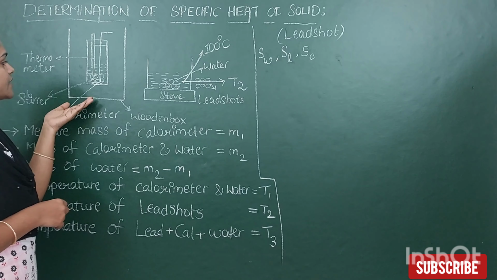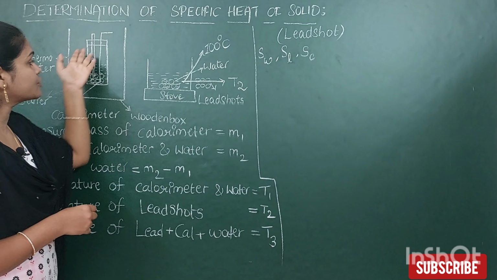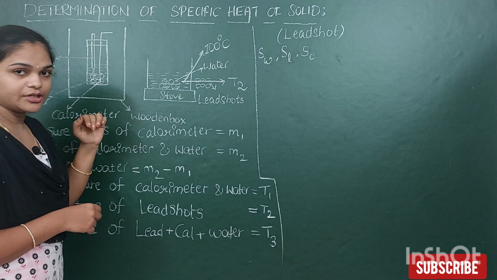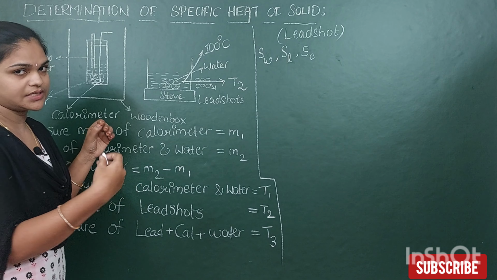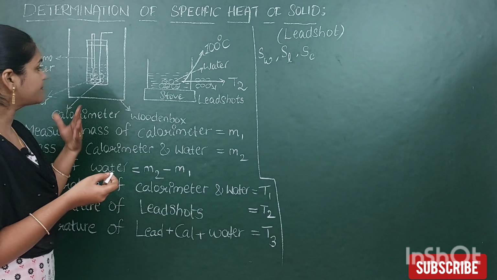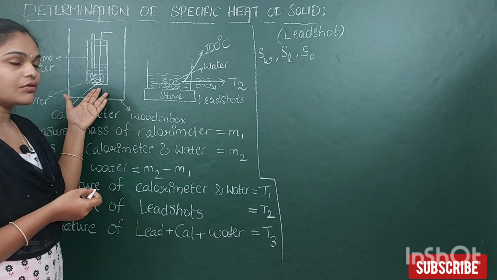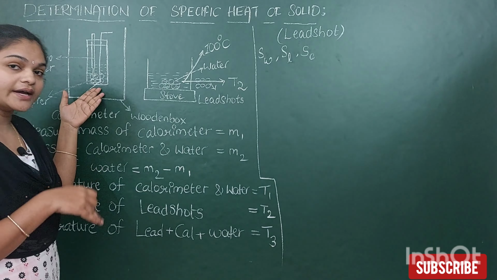Yes, so we know that when you take a body having higher temperature and mix it into a body having lower temperature, the net heat loss is equal to net heat gain. Who is losing here? The net heat loss is by lead shots, and net heat gain is by water. That means lead shots are going to lose temperature and water present in the calorimeter is going to gain temperature.